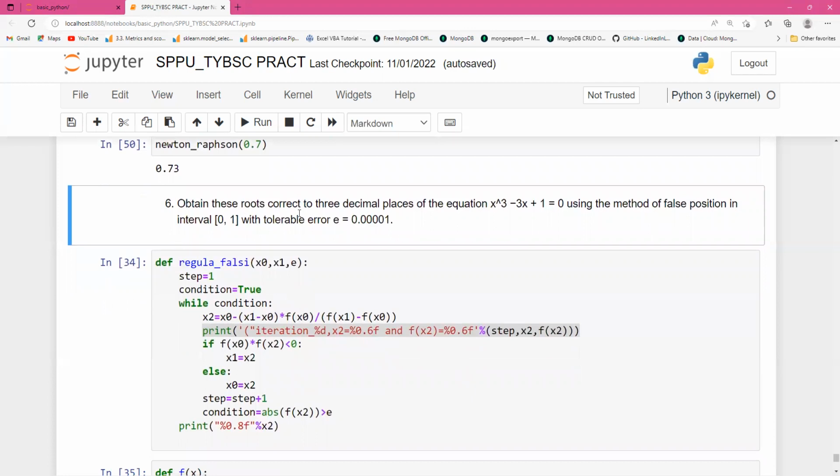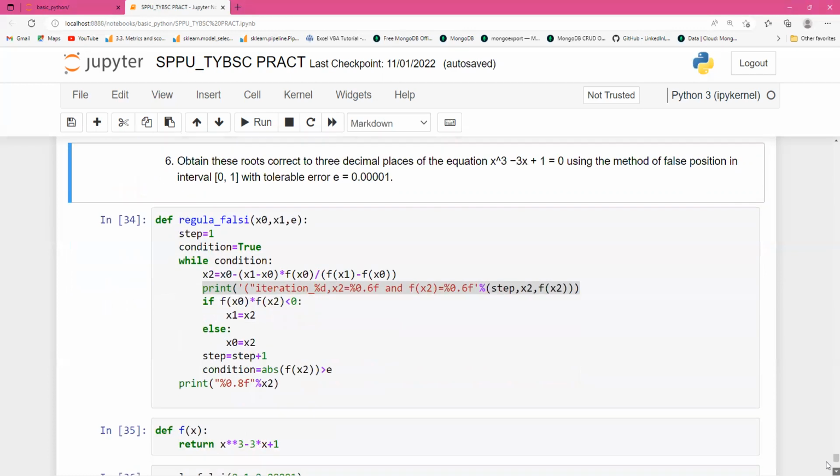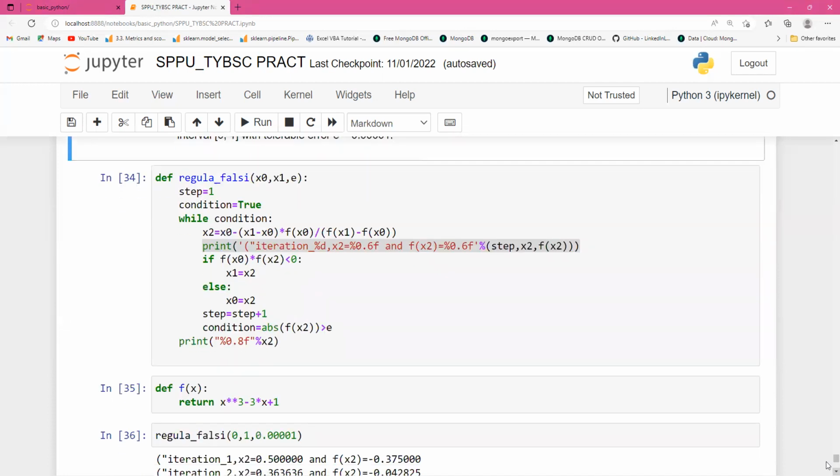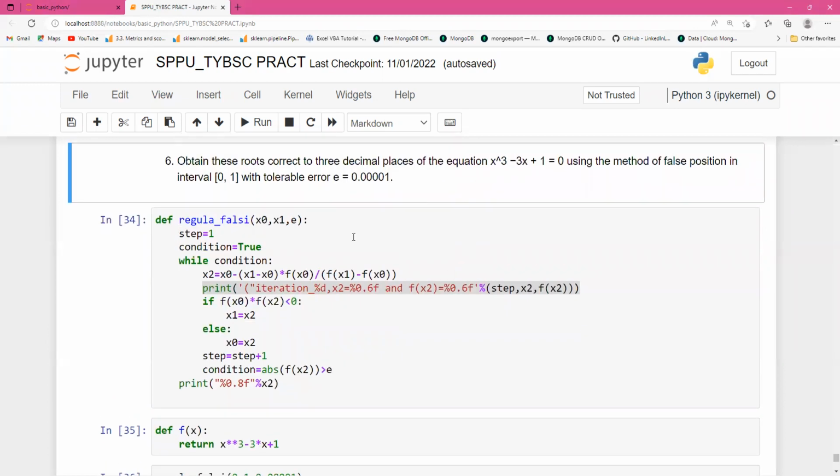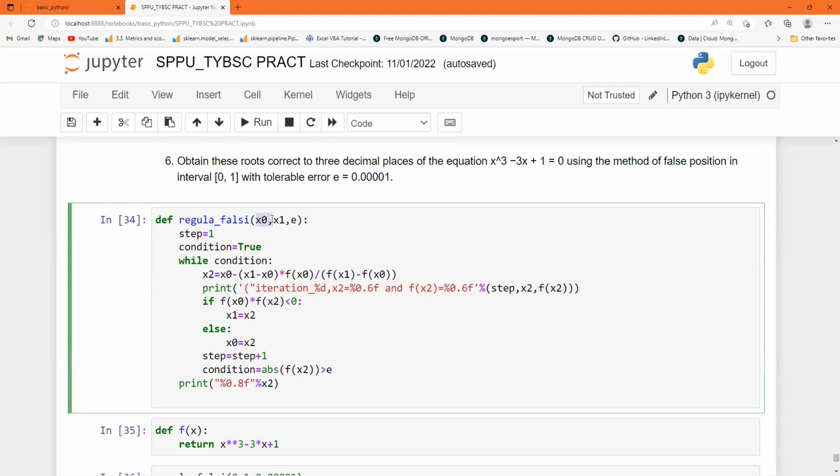Obtain the roots correct to 3 decimal places of the equation x cube minus 3x plus 1 is equal to 0 using the method of false position in the interval 0 to 1 with the tolerable error 0.00001. So this is our question, guys. Okay. Now I am defining the function, that is the regula falsi, and in this regula falsi function I'm going to take these 3 values, that is x0, x1 and e. These are the 3 values.